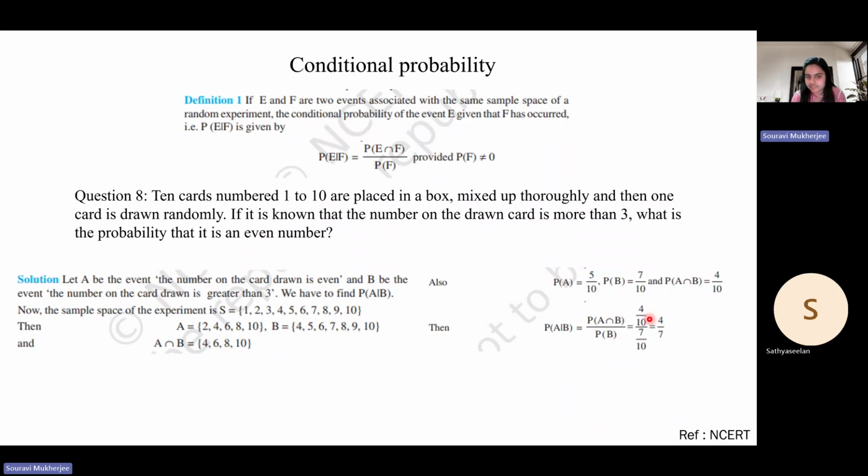Okay, so 4 by 10, which is the intersection. So 4 by 10 by 7 by 10. Okay, these are very simple concepts which we have read, I think, during our higher school studies. But this idea has a lot of applications in problem solving. So just remember this is how you define conditional probability.